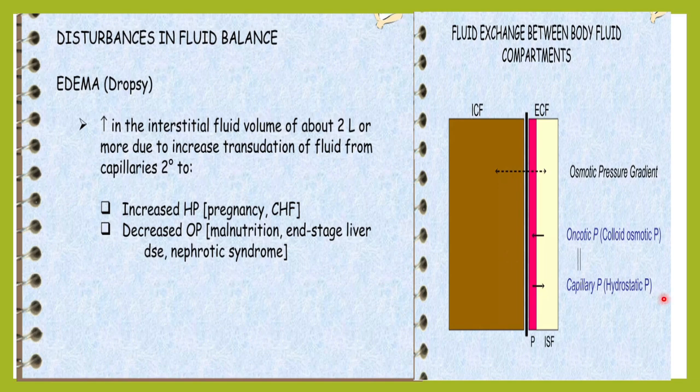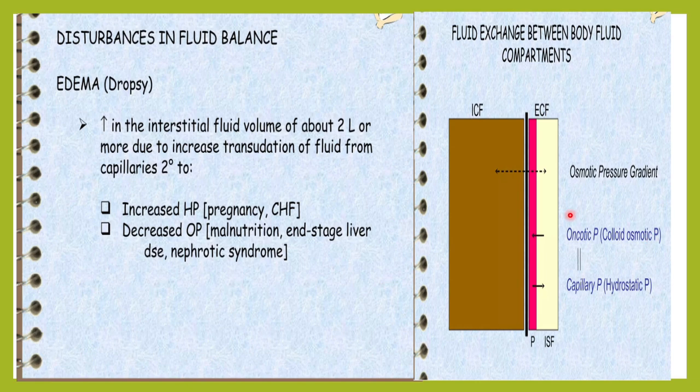Suppose the fluid in the interstitial space, in the tissue space, is more, then we get edema. That is the swelling of the legs, etc. When the interstitial fluid volume is more because of increased hydrostatic pressure, like it happens in pregnancy, that is why we see edema. Or in a congestive heart failure patient, the hydrostatic pressure becomes more and then the patient gets edema.